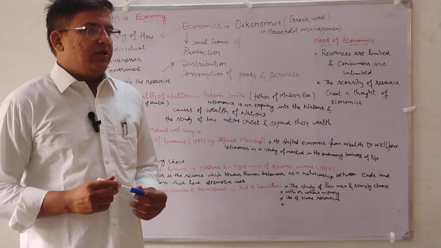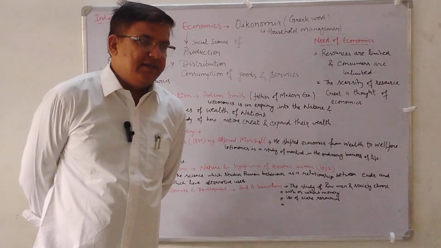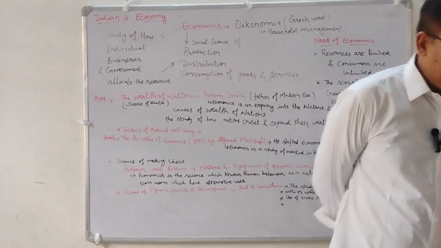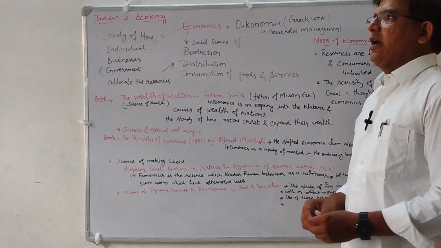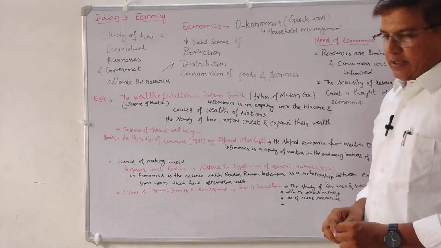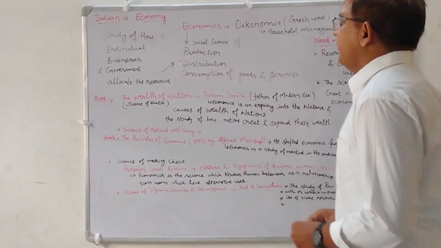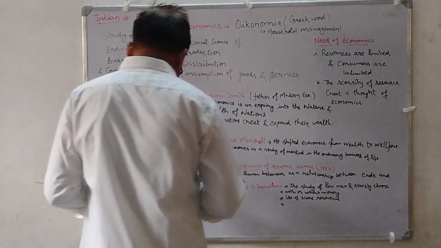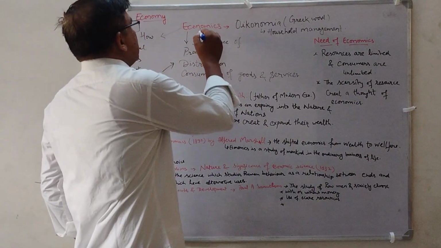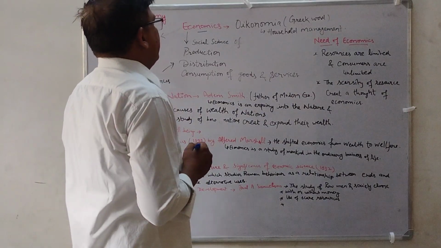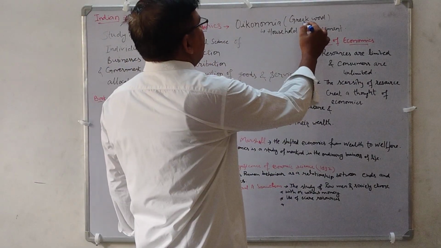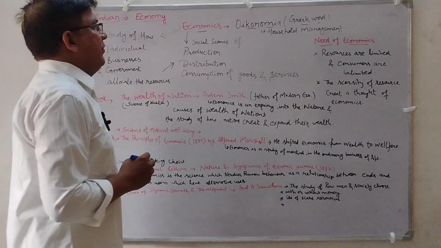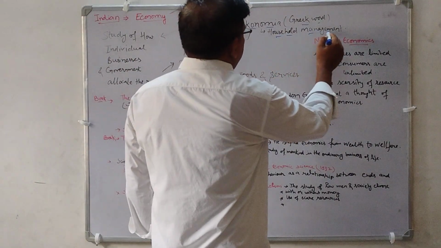Before the modern period of economics, there is a barter system for exchange. A human being needs one thing, he or she has to pay another thing in exchange of that thing. Now come to the word economics. The origin of the word economics is from the Greek word oikonomia, which literally means household management.